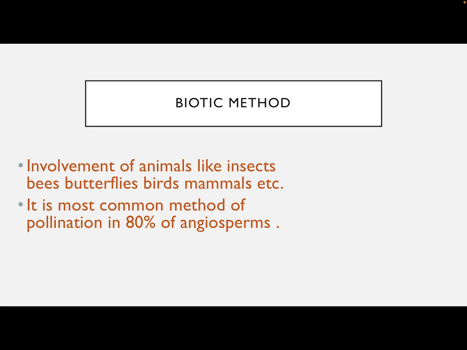Why? Because the abiotic method of pollination is not very sure. It can happen, but if the wind is not blowing or the water current is not flowing in a particular direction, maybe they cannot bring about pollination. That is not very sure. That's why most of the plants use the biotic method of pollination, because the pollination is going to be more frequent, or their chance of happening is more prominent.